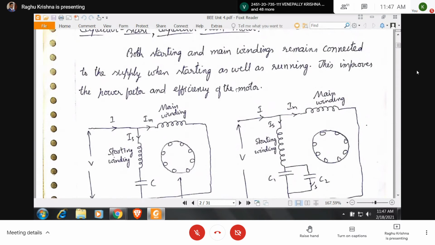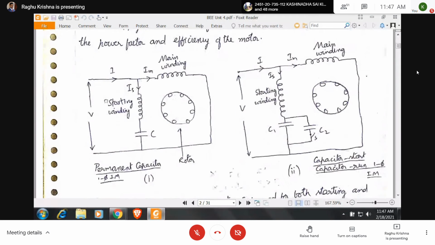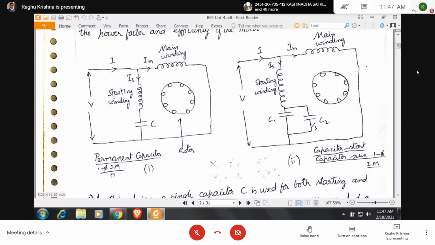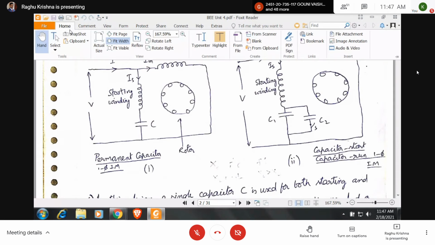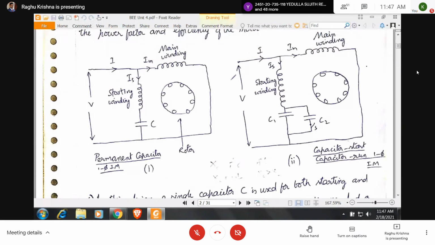In addition to this, I provided the diagram for the permanent capacitor single phase induction motor to know the difference. In the exam, only this diagram is enough, the capacitor start, capacitor run, single phase induction motor. Is it clear? The permanent capacitor single phase induction motor diagram I provided just for information.